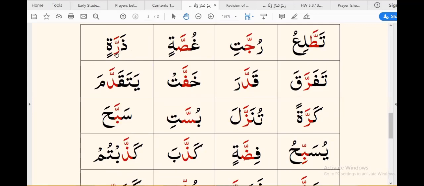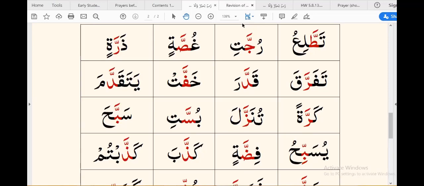Yes, excellent. The ra is the mushaddad letter. So when you join the zal to the ra, you do so with force. Okay? Zarra, Zara. Tin. Zarratin. Well done. Excellent. That was a really good try. Just keep practicing this rule, otherwise you did really well, mashallah.